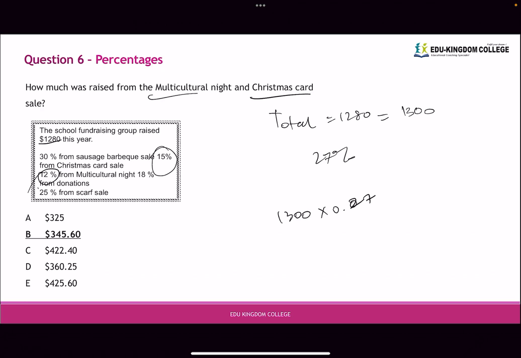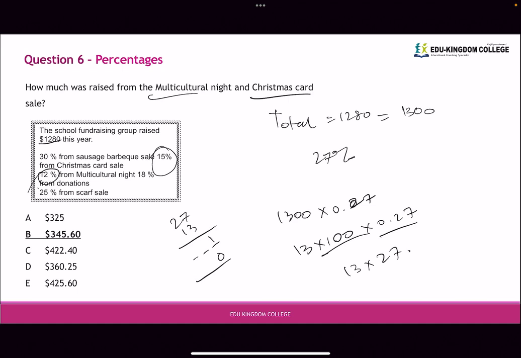1,300 times 0.27. If I split this up again into 13 times 100 times 0.27, it's going to be the same as 13 times 27, because 100 times 0.27 just gives you 27. So quick maths here.